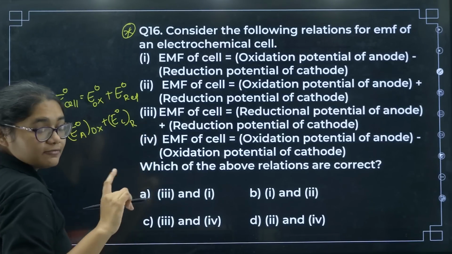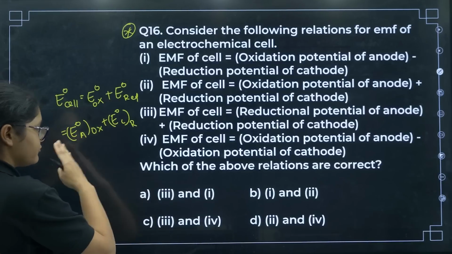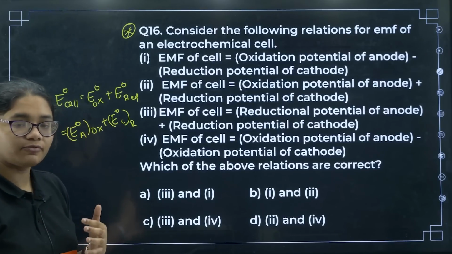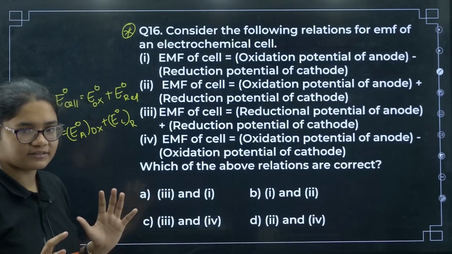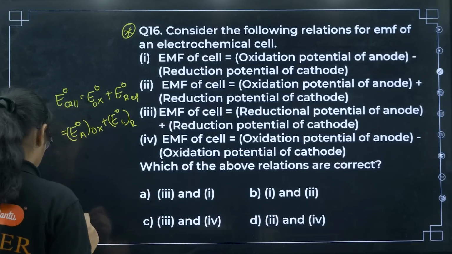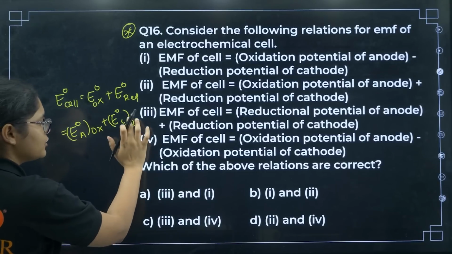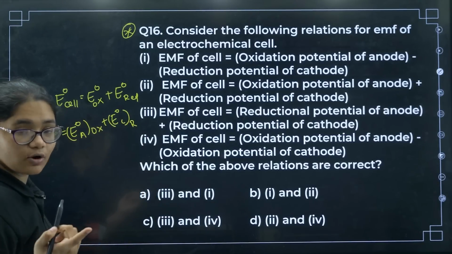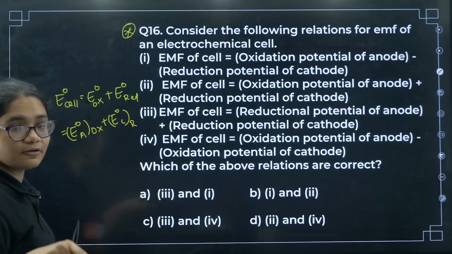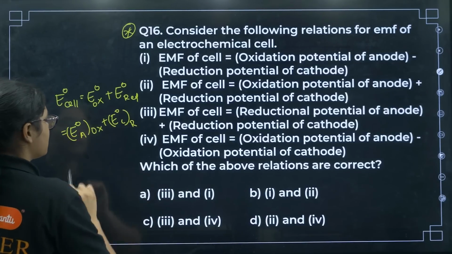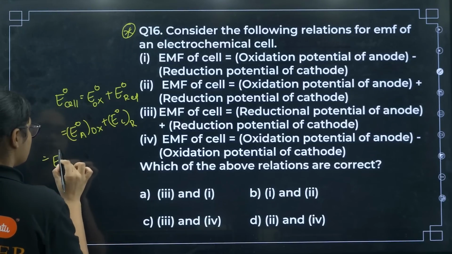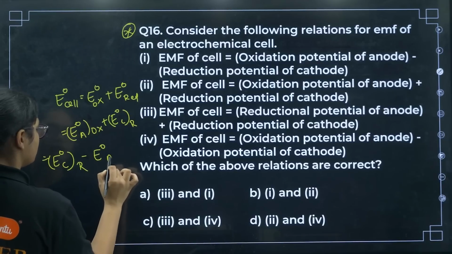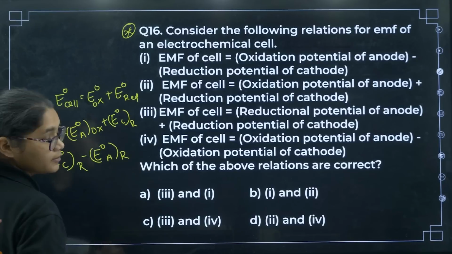Now if I want to represent both of them in one form, either in the form of reduction or in the form of oxidation. So if I want to represent in the form of reduction, the cathode undergoes reduction, so that will remain like this, but the anode actually undergoes oxidation. We want to represent it in the form of reduction, so this one will become minus. So what I will get: E naught of cathode reduction potential minus E naught of anode reduction potential.